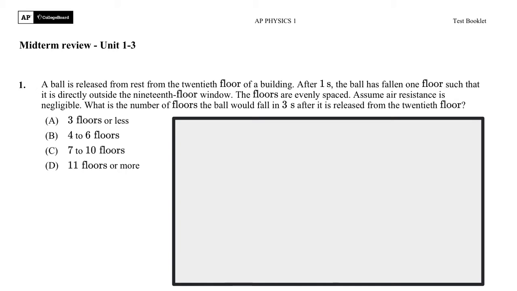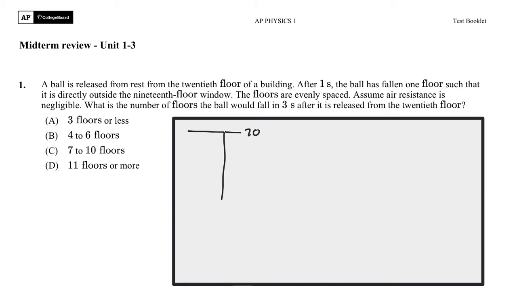So a ball is released from rest from the 20th floor of the building. Let's draw a little building right here. And then here's the 20th floor. After 1 second, the ball has fallen 1 floor such that it is directly outside the 19th window. The floors are evenly spaced. Assume air resistance is negligible.